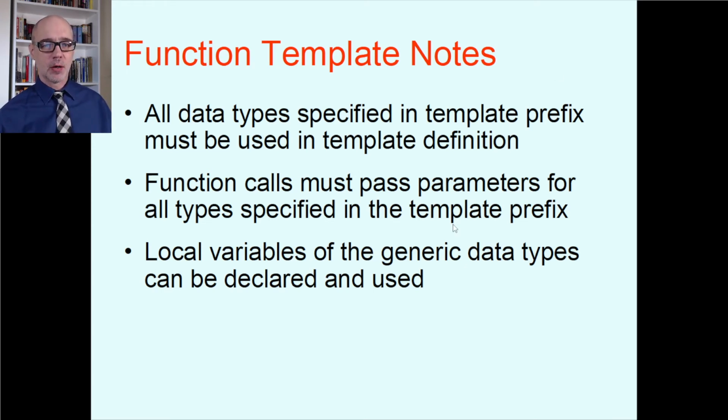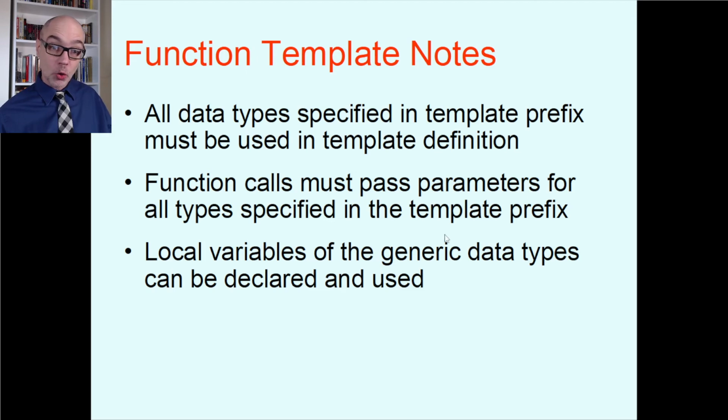Second thing here is function calls actually do have to pass in parameters for all the types specified in the template prefix. So for example, you cannot use default arguments here, right? Default arguments in a function call automatically fill something in. But for function templates, it needs to see the type that you're intending to use. So you absolutely cannot leave parts of one of these function calls blank, because the compiler needs to see what type you're intending to use and then create code for that type. So you will have to explicitly put down every single parameter in one of these function calls.